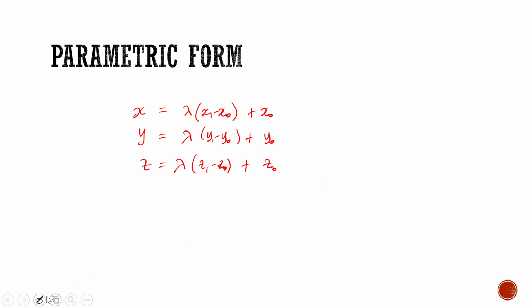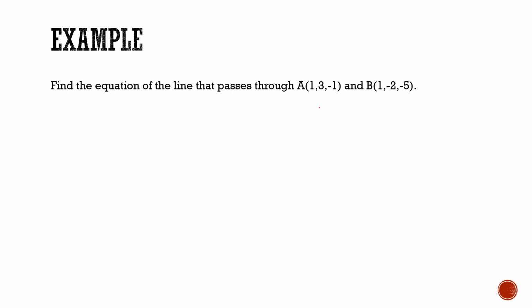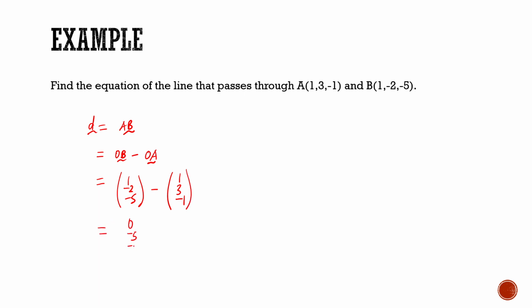Okay, let's look at an example from which we can get the equation of a line. So find the equation of the line that passes through those 2 points A and B. So we have those 2 points. The first thing we could do is get the direction vector of the line, which, like I said, is a vector between any 2 points on the line. In this case, we already have the 2 points, so we can go ahead and get the direction vector straight away. We know that AB is OB minus OA. OB in this case is (1, negative 2, negative 5), and OA is (1, 3, negative 1). So this will give us (0, negative 5, negative 4) as the direction vector of the line.